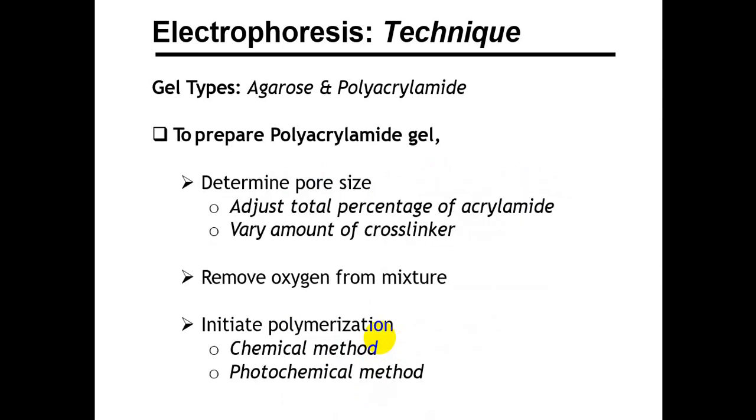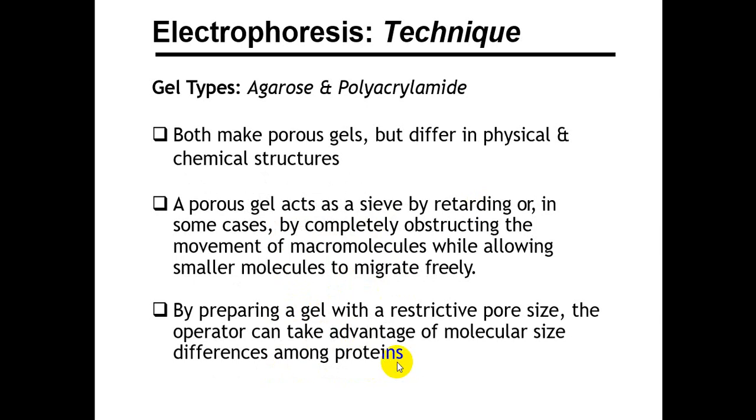So to prepare a polyacrylamide gel, determine the pore size you want, adjust the total percentage of acrylamide, vary the amount of the cross-linker, remove oxygen from the mixture, and initiate polymerization by the chemical or photochemical method. Photochemical method, like I told you, is a chemical method. Both make porous gels but differ in physical and chemical structures. Agarose and polyacrylamide gels make gels which have holes inside that particles can travel through.